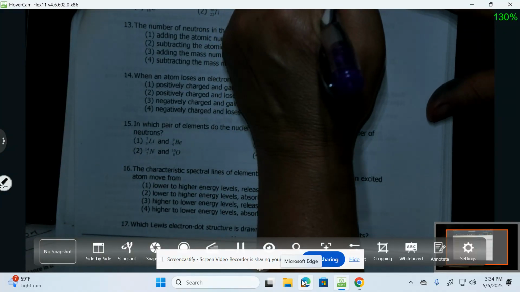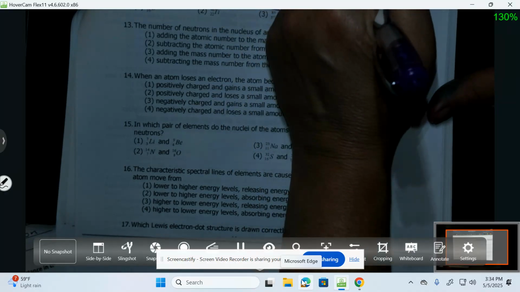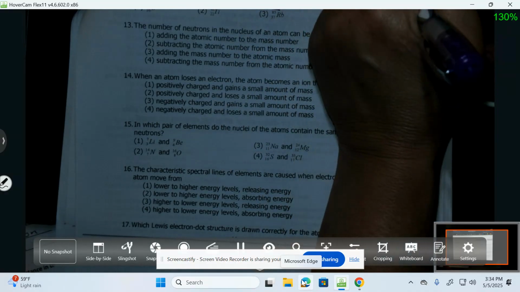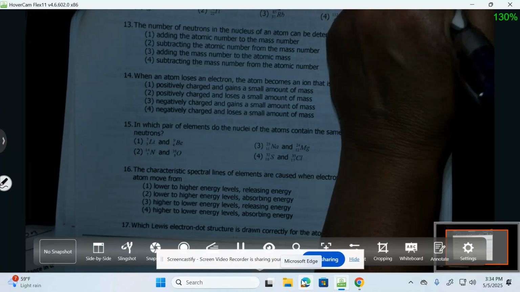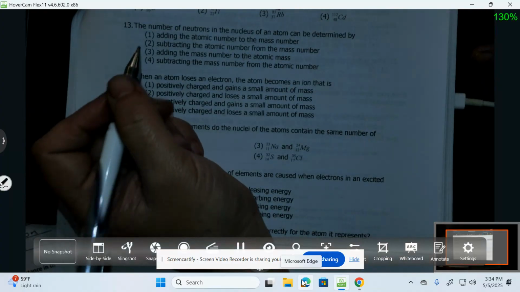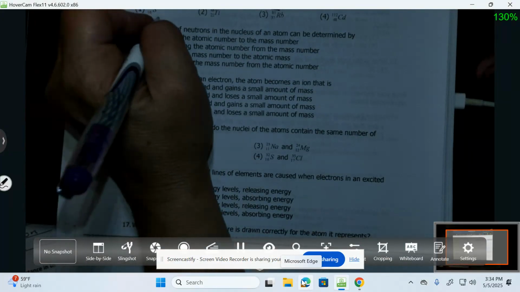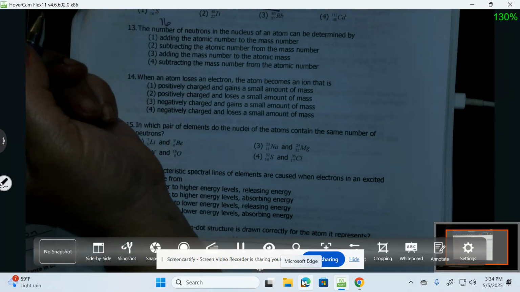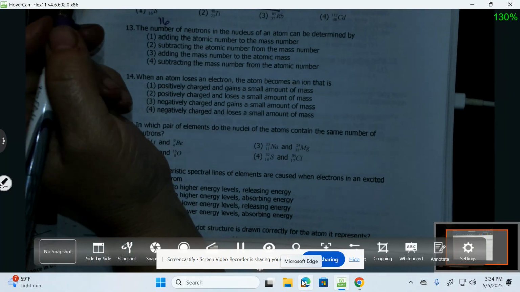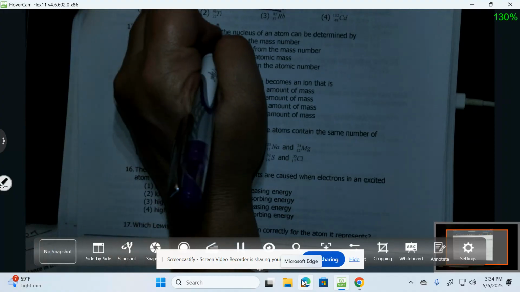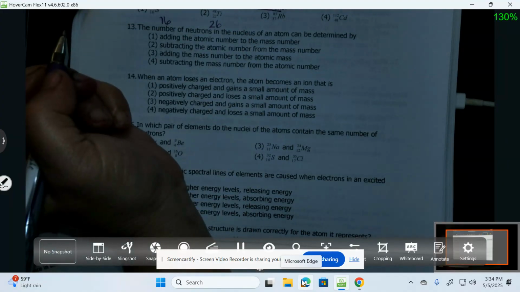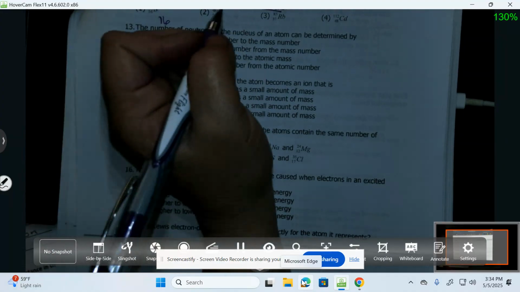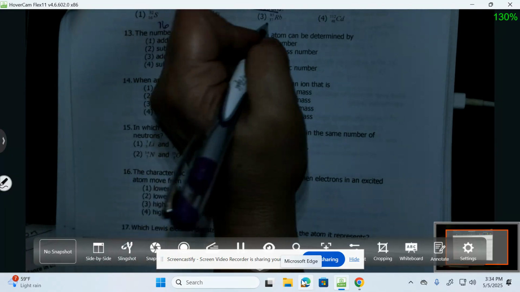Neutrons equals mass minus atomic number. All right, let's do it. 32 minus 16 is 16. That's not it. 48 minus 22 is 26. That's not it. 85 minus 17.